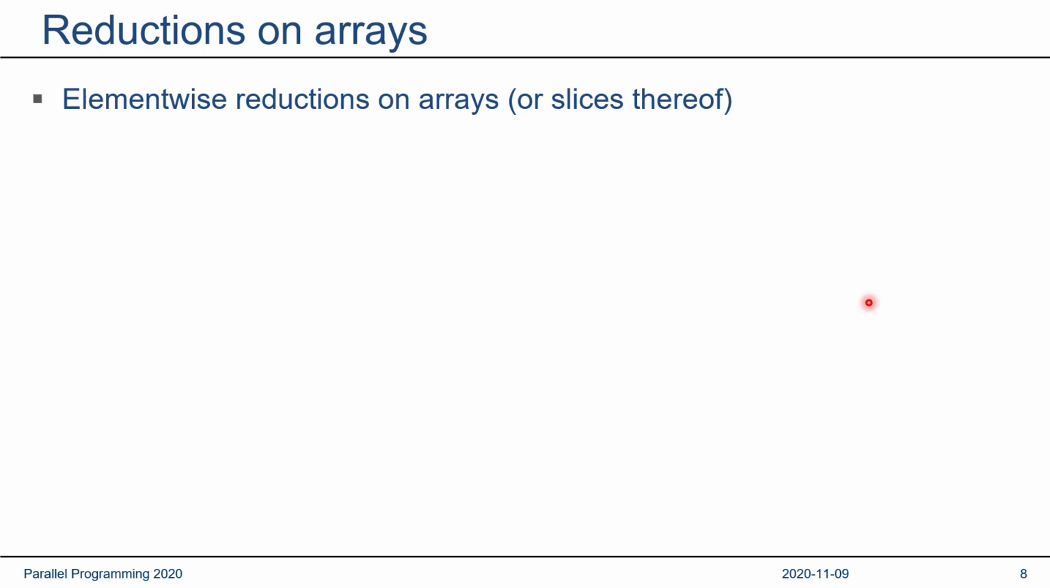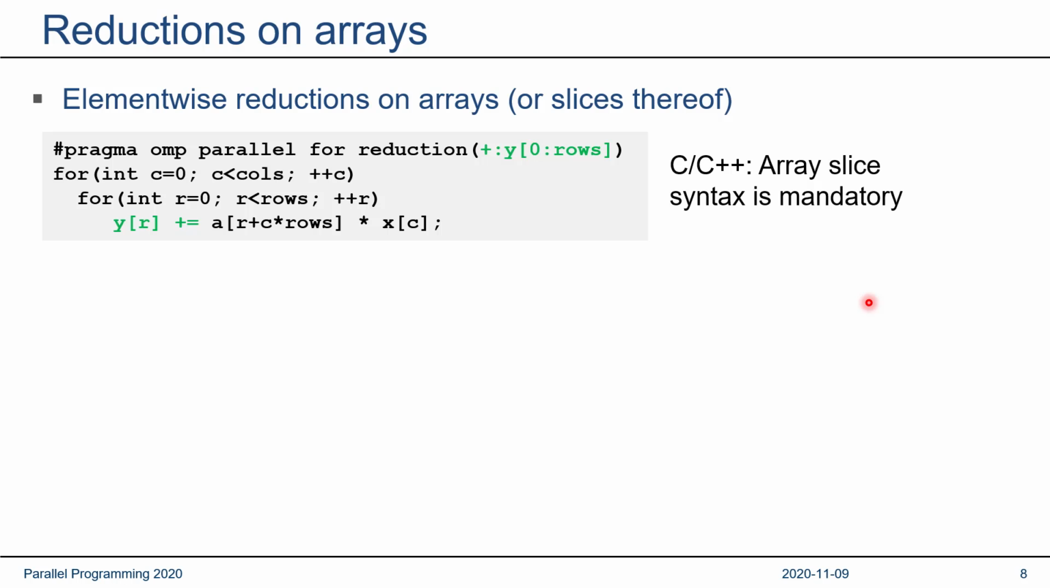All reductions we've looked at so far were reductions into scalar variables, so single values. OpenMP also allows reductions into arrays, which is very convenient if you have to privatize full arrays in order to get the correct result. So here is another dense matrix vector multiplication. If you look into the details, it's a little bit different than the one on the previous slide because the loop levels are interchanged.